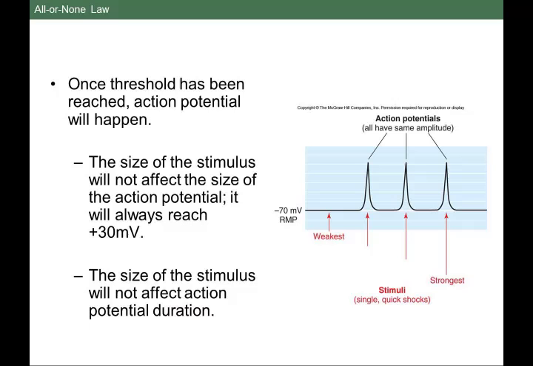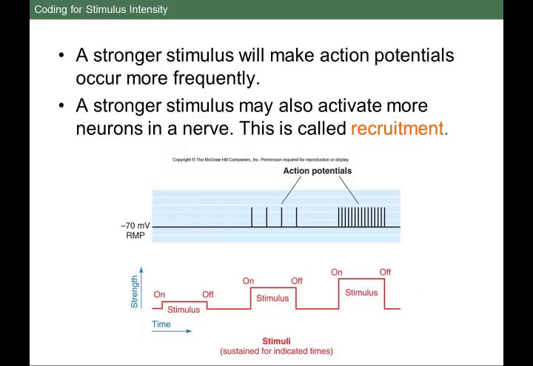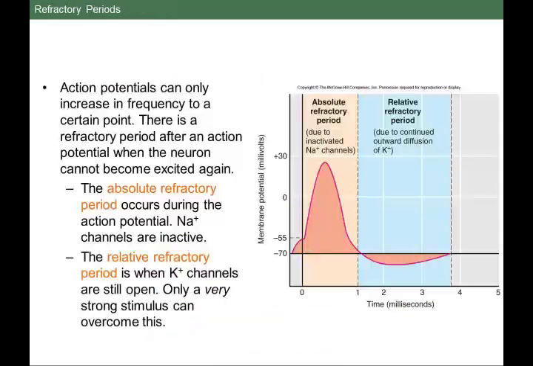And again, size of the stimulus will not affect the size of the action potential. It will always be some constant amount of depolarization, typically something from -70 resting membrane potential up to +30. The size of the stimulus will not affect the duration of the action potential as well. So again, just to stress this, the coding of intensity in terms of stimulus is going to be coded by frequency.